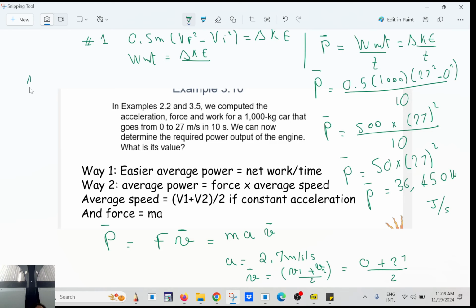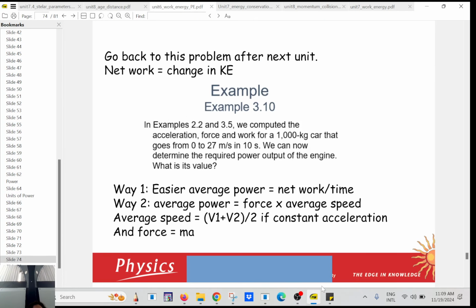So remember that if something increases at a constant rate, like velocity versus time, you see it's increased at a constant rate, so that means the average will be just the midpoint, just there, right? Okay, so I wanted to make that clear.